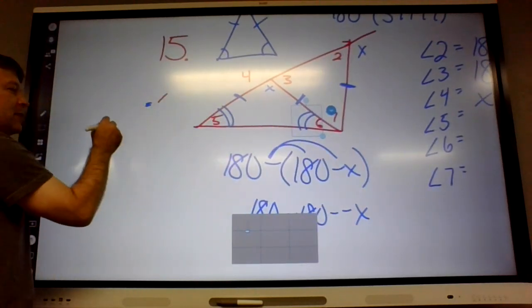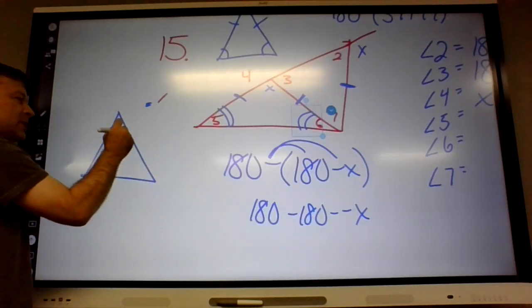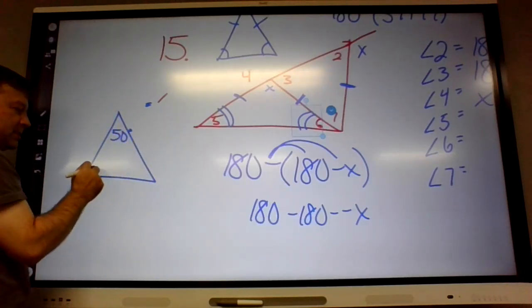For some reason when you put x's in there, people don't get it, but when you put numbers in there, people do. And it's just how it is, I guess.